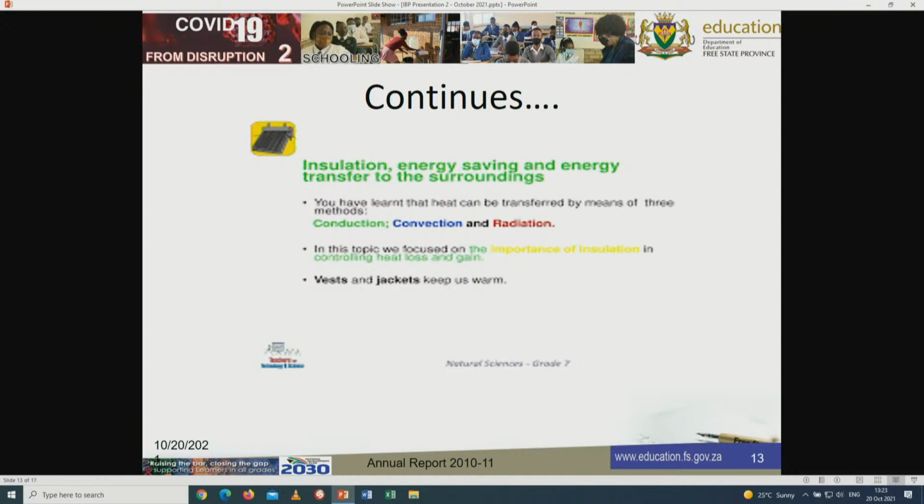Look at that solar panel. Insulation, energy saving, and energy transfer to the surroundings. We learned about conduction, convection, and radiation. There must be means for us to be able to save energy. Because once it's not saved, it's going to be released to the environment as a wasted energy.